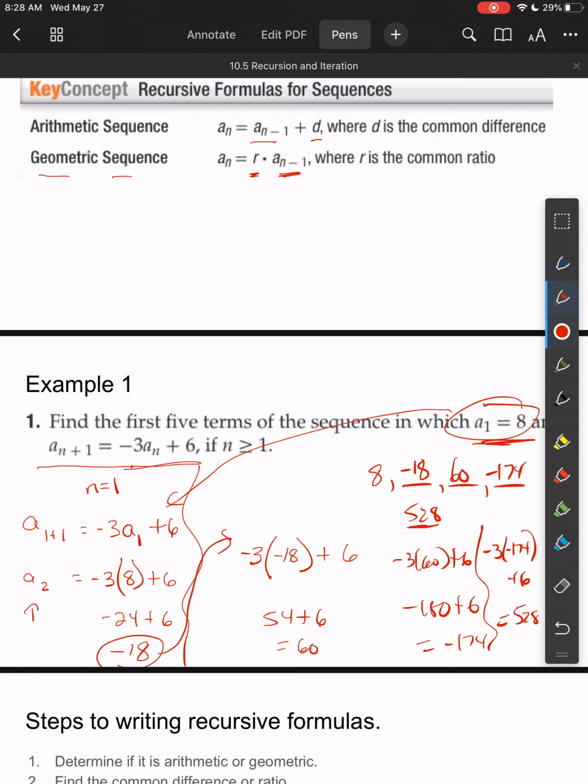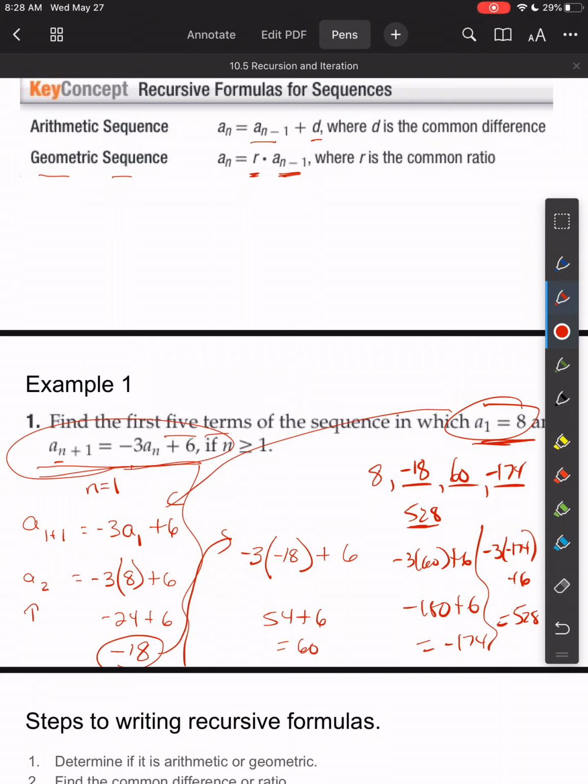I want you to be comfortable doing that, just using a recursive formula, and these will show up in different ways. But just know that for a sub n, you can plug in whatever you want for n. Typically you'll be looking for the first 5 terms, and you're always plugging in a number that will give you the next term.